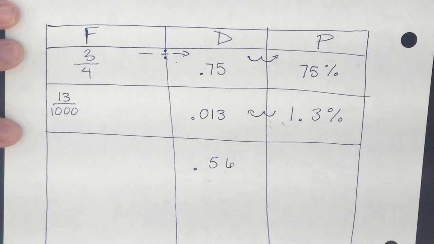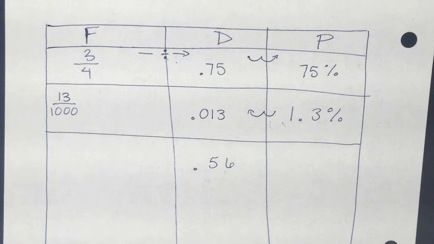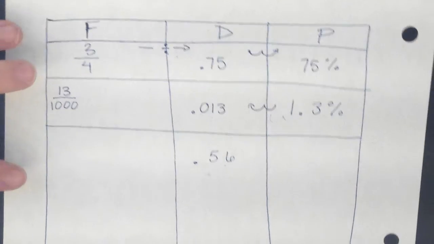All right. 13 over 1,000. Can that simplify? No. 13 and 1,000. Can 2 go into it? No. Can 5 go into it? No. So because it's that 1,000 number, that's really it. If 2 won't work and 5 won't work, you're done. Okay, questions about that? Okay, last one.